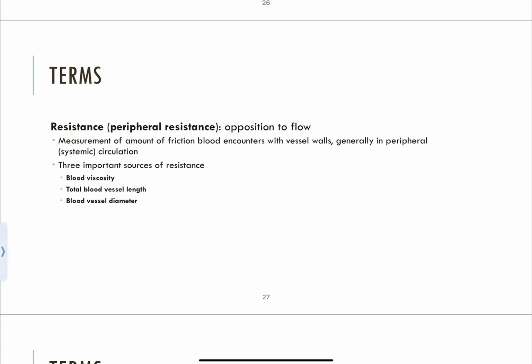All right, another term that we need to talk about is resistance. Resistance is basically the opposition to flow, and it measures the amount of friction that blood encounters as it passes through the vessels. Most friction is going to be encountered in our systemic circulation, not our pulmonary circulation, but the one going to our body tissues. The resistance occurs really far away from the heart, and we generally use the term total peripheral resistance. We do have 3 sources of resistance: blood viscosity, vessel length, and vessel diameter.